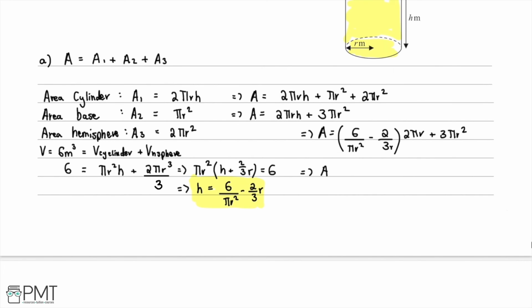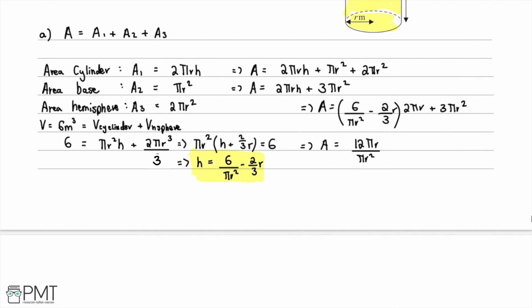And then multiplying out these brackets, we'll then have 6 times 2, which is going to be equal to 12 pi r divided by pi r squared. And then we have negative 2 over 3 r multiplied by 2 pi r, which is going to come out as negative 4 over 3 pi r squared, and then we add on our 3 pi r squared from before. So therefore, we can conclude that the area is going to be equal to, so we have pi r and pi r squared. So the pi's cancel out, and then we have r over r squared, which leaves us with 12 divided by r. And then we have 3 pi r squared minus 4 over 3 pi r squared, and this simplifies to 5 over 3 pi r squared.